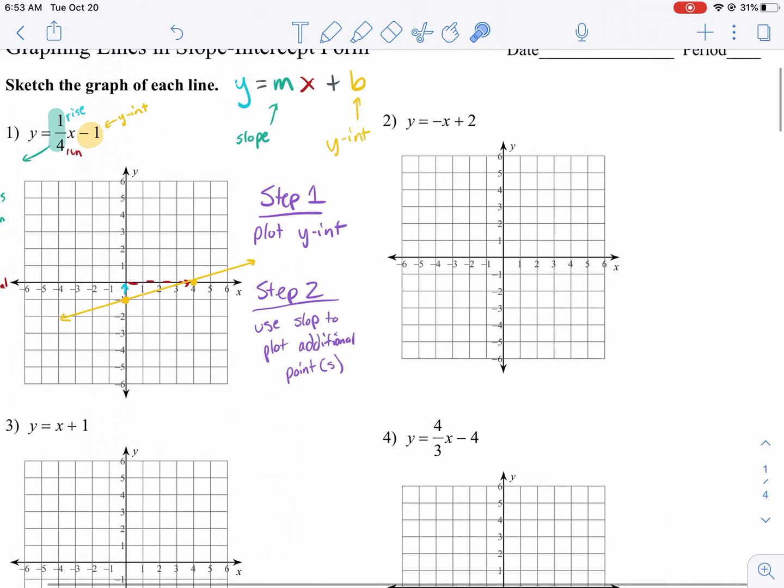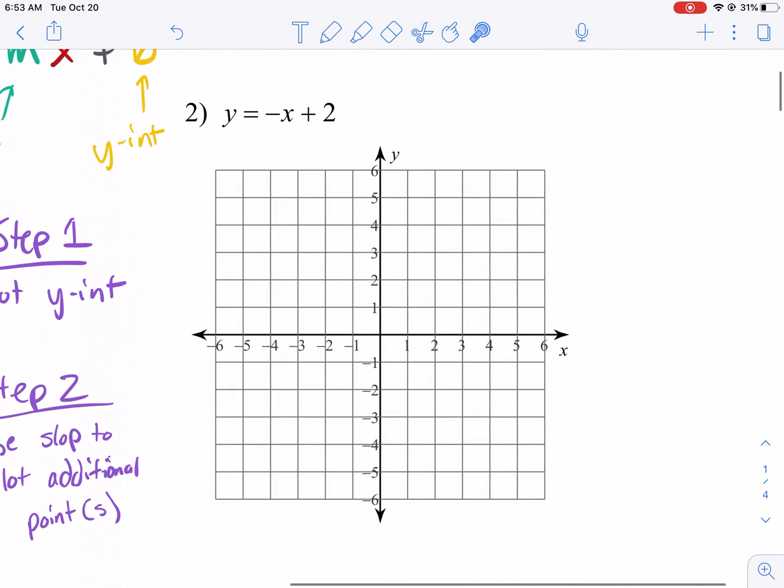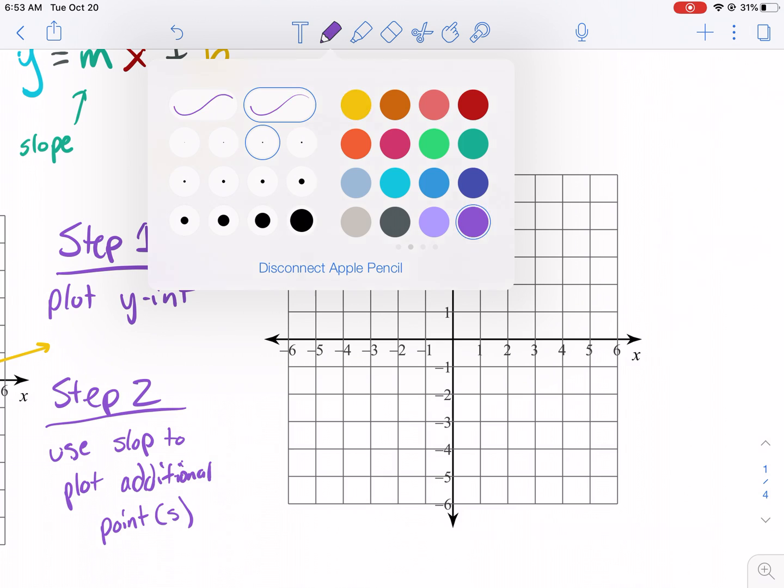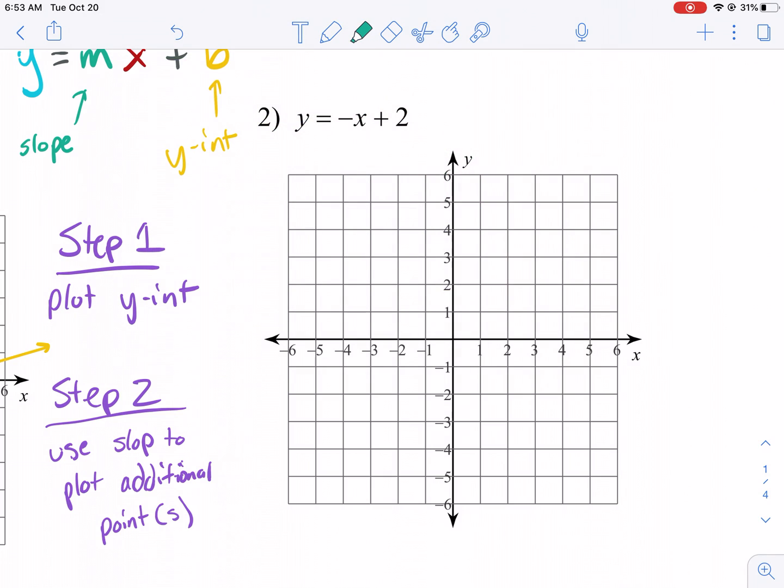Okay, number 2, I suppose. Let's jump to number 2. Again, we're going to start by plotting the y-intercept. I'm going to go to exclusive, purple exclusive, plot the y-intercept. Okay, so I'm going to go to 2, plotted.